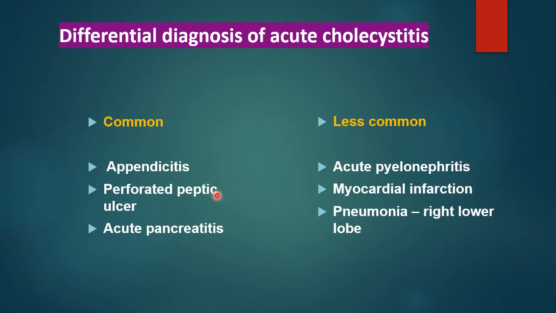Differential diagnosis of acute cholecystitis. The common ones are acute appendicitis, perforated peptic ulcer, and acute pancreatitis. To rule out acute pancreatitis, you may have to do a serum amylase. For perforated peptic ulcer, an erect chest X-ray in the majority of cases may reveal air under the right diaphragm. Less common are acute pyelonephritis on the right side, myocardial infarction, and pneumonia involving the right lower lobe.